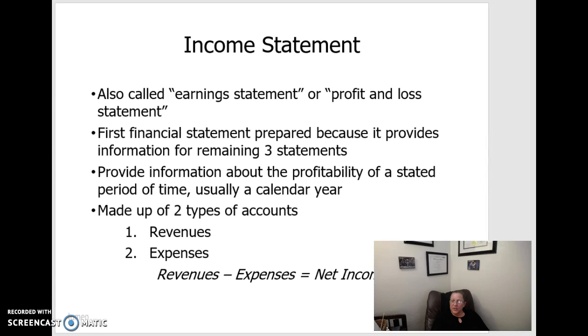The income statement is also called the earnings statement or profit and loss statement. It's the first financial statement that's prepared because it provides information for the remaining 3 statements. It also provides information about the profitability of a stated period of time, which is usually a calendar year. And it's made up of 2 types of accounts for the most part. These are revenues and expenses. And we can take revenues, subtract our expenses, and we get net income.